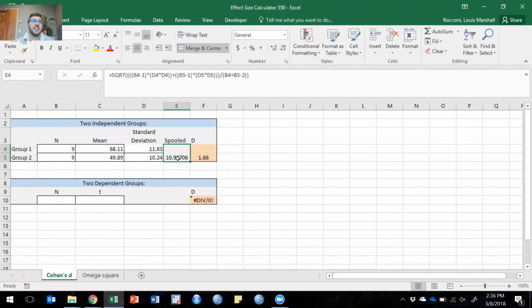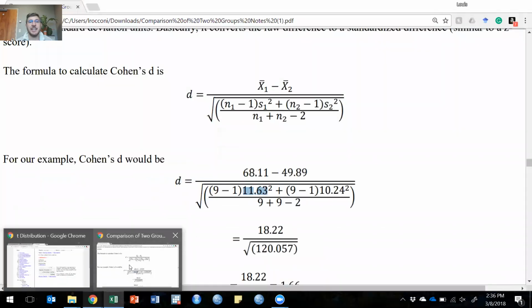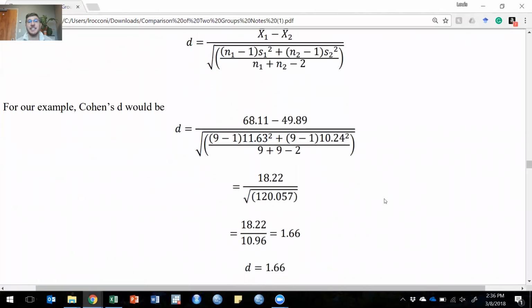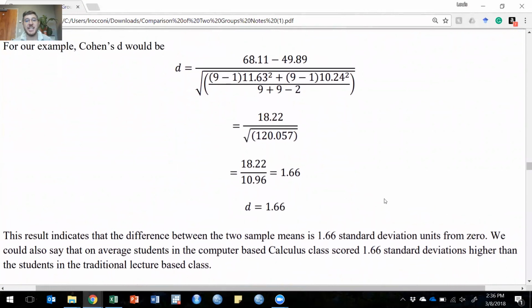This is the denominator in that formula before, that pooled estimate of standard deviation. That's why it says S pooled here. So there's your Cohen's d. What that's saying is that the difference in the sample means is over 1.5 standard deviations. Students who took the computer-based instructional method scored over 1.5 standard deviations higher on the exam than students in the traditional lecture-based class.